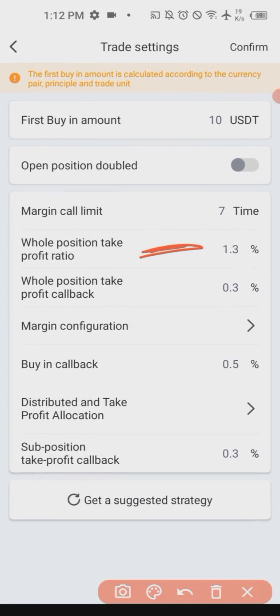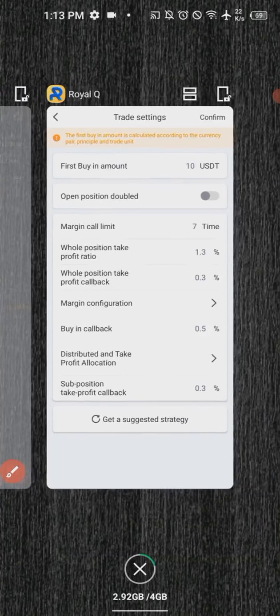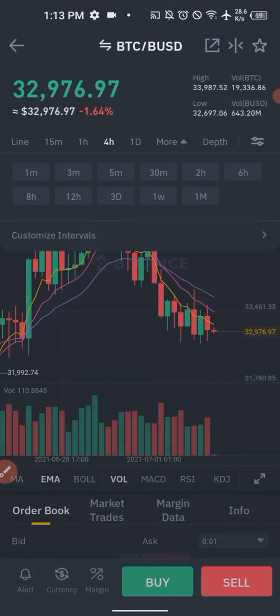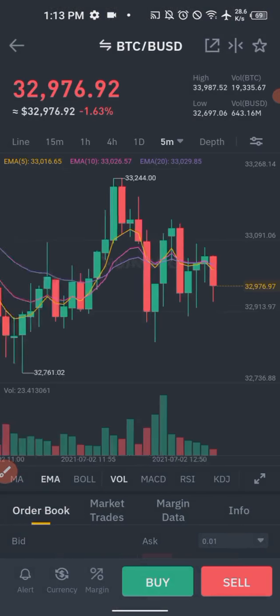Now, the next thing is what? The whole position callback profit. Now, for callback, this is where most people always ask, what is a callback? Now, this is it. Let us open the bot again. So I'm going to take it to a 5 minute graph for us to view it from a wider range. Now let us look at this board.